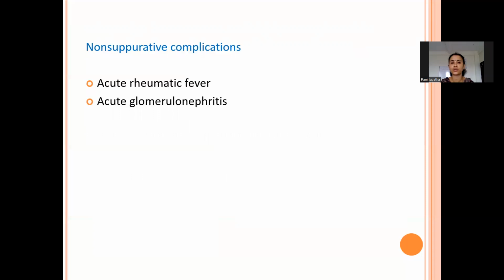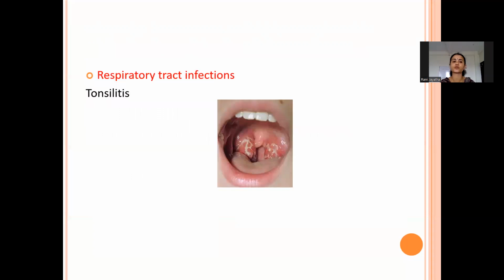The next one is non-suppurative complications. Non-suppurative complications are mainly acute rheumatic fever and acute glomerulonephritis. I will explain later. First, we'll explain respiratory tract infections. I already explained the skin and soft tissue infections. The important ones are erysipelas and impetigo.